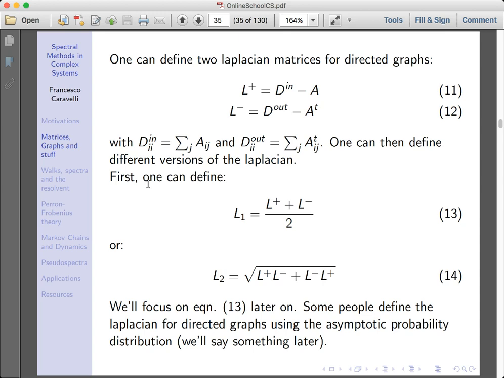There are several ways of doing this. What you find usually in the literature is basically equations either 13 or 14. One is nothing more than the average between L plus and L minus, and the other one is the square root of the sum of L plus and L minus plus L minus L plus.